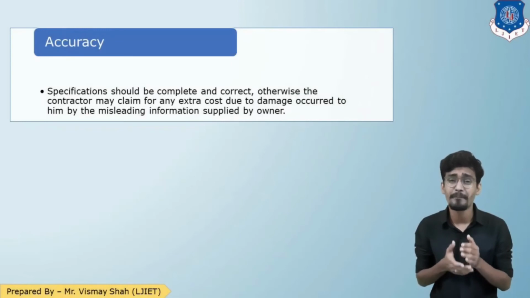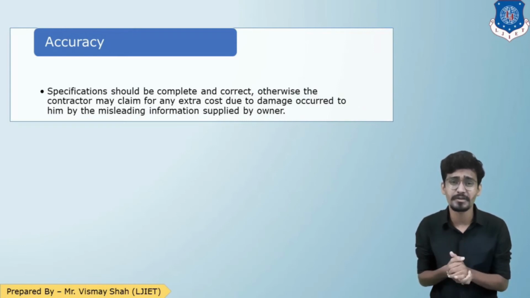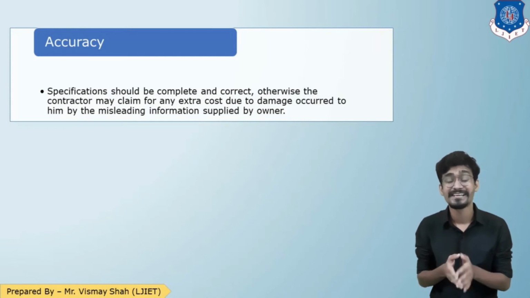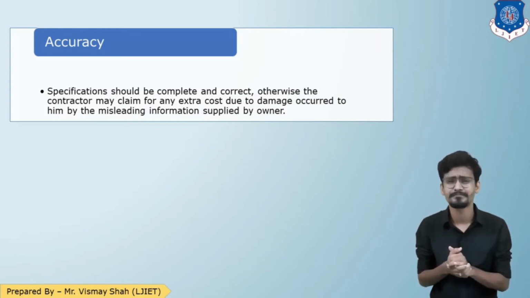Specifications should be complete and correct. Otherwise, the contractor may claim any extra cost for damage incurred by him due to misleading information provided by the owner. Yes, you need to maintain the accuracy. Let me give you an example for this.